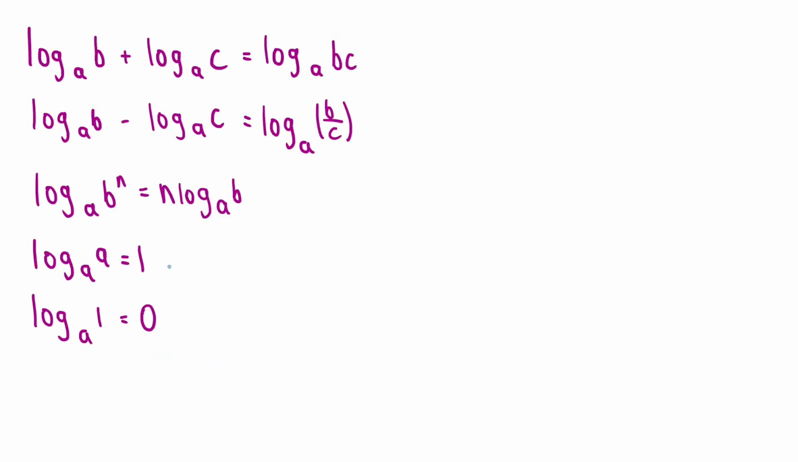So the last two properties are fairly simple. Log base a of a is equal to 1, and this is always true. And this just means if we have a logarithm where the base is the same as the argument, it will always equal 1. And the last property is that log base a of 1 is equal to 0. And this is just saying that no matter what the base is, log base of anything to 1 is just equal to 0. And this makes sense because any number to the power of 0 is equal to 1, and therefore log base a of 1 is always equal to 0.